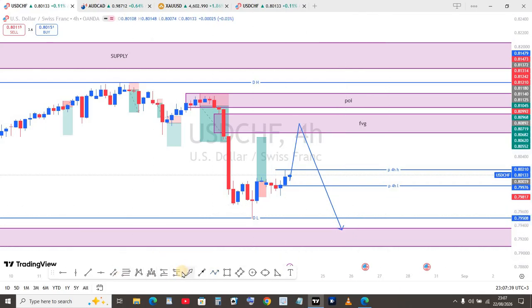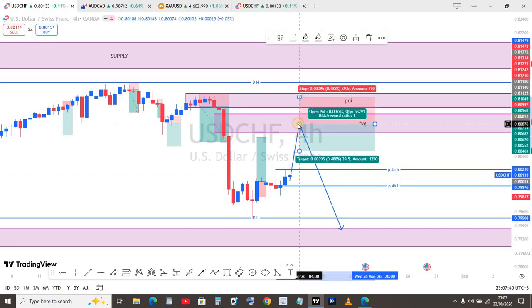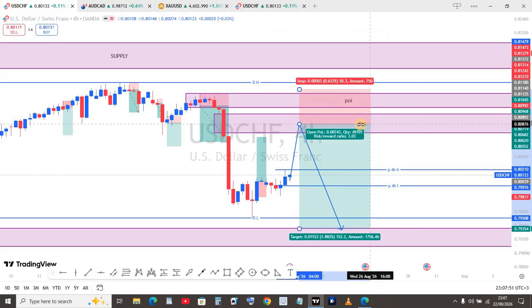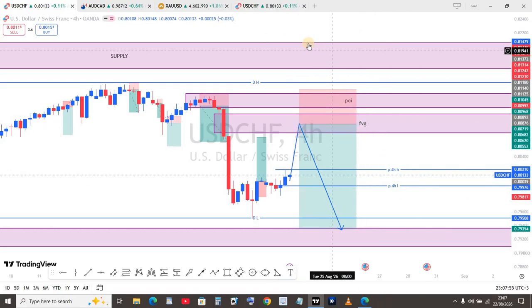So I am only looking to sell at this point, whereby I take my stop loss upside here and my TP to this level. This is a 1:3. So this is my anticipation in the 4 hour time frame.